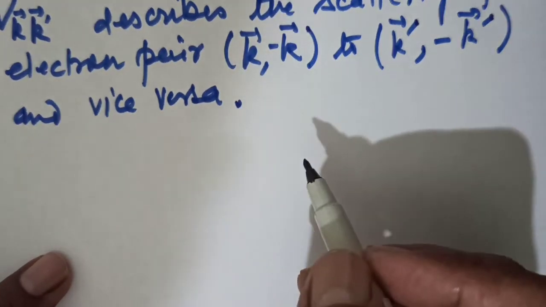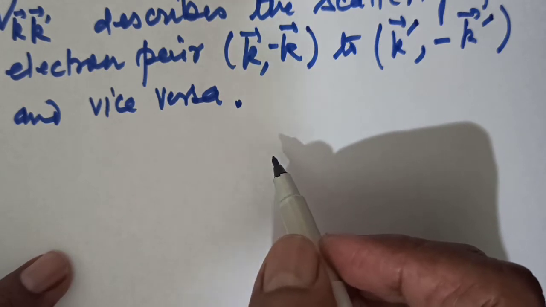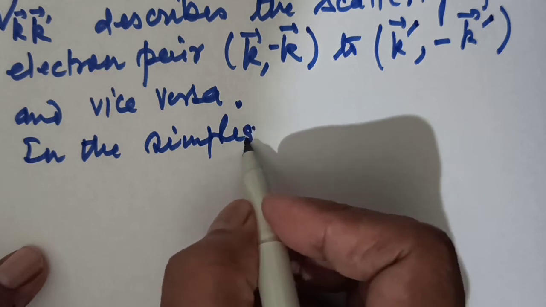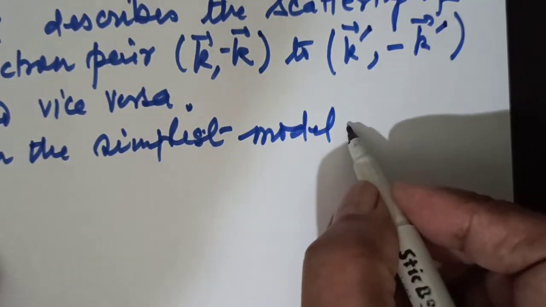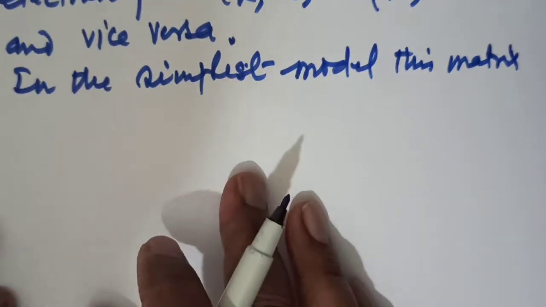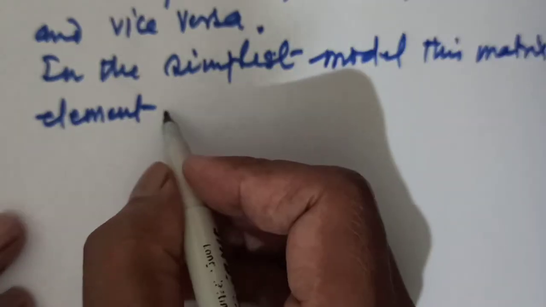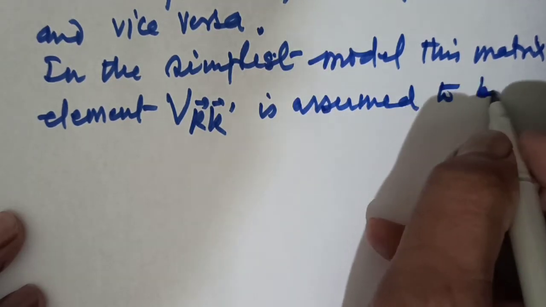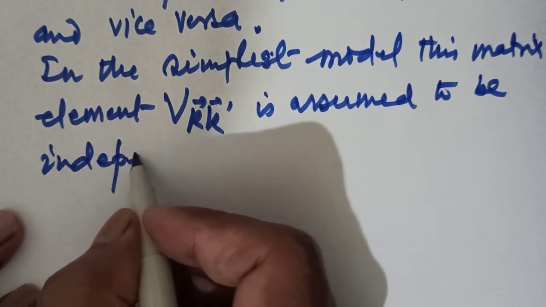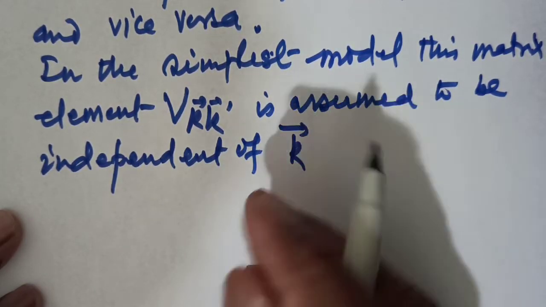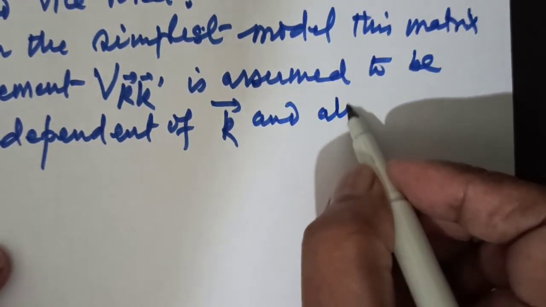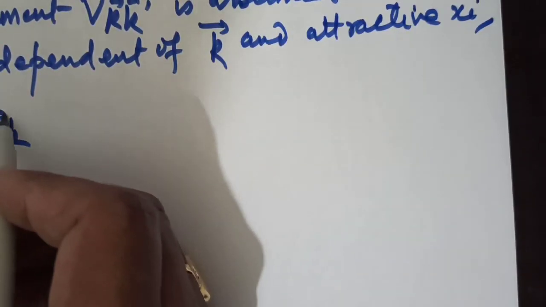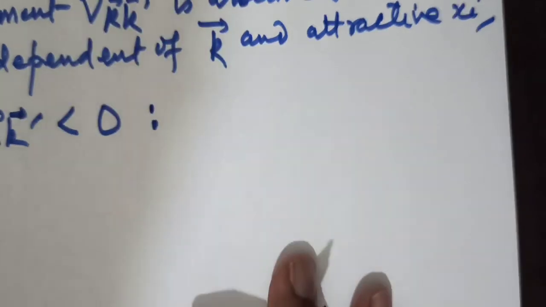Now, in the simplest model, this matrix element Vkk prime is assumed to be independent of k and attractive. That is Vkk prime is less than 0, so that is negative.